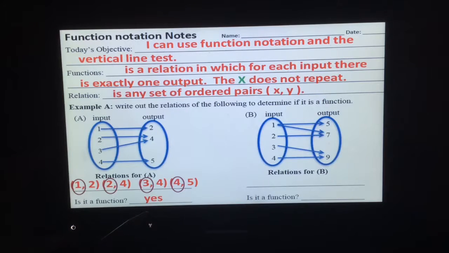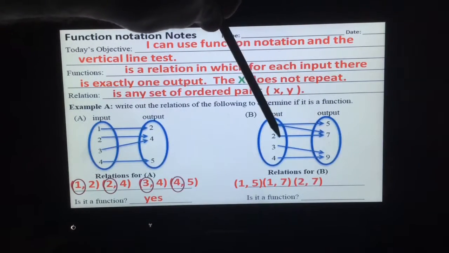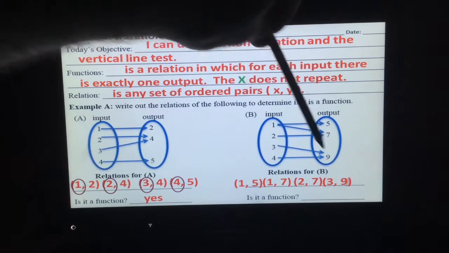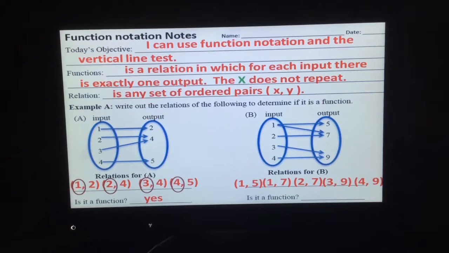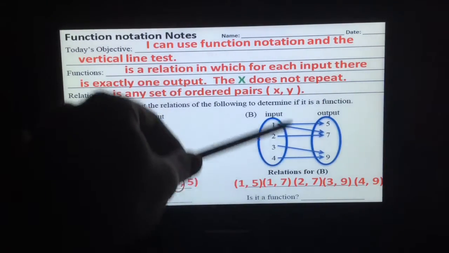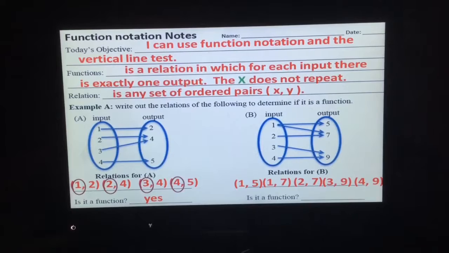All right, so the relations I got were (1, 5), (1, 7), right? (2, 7), (3, 9), and (4, 9). Okay, those are the relations. Again, we have 5 relations because we have 5 lines over here. Now the question is, is this a function or not? Let's go ahead and see. Go ahead and answer it for me.